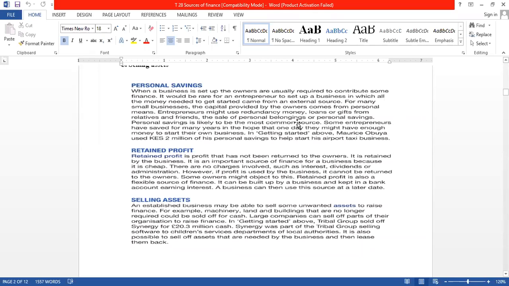Sometimes you can sell your jewelry. Sometimes you can sell your old furniture, whatever. Sometimes you have a house or a land or something. So that is another type of personal savings. Personal savings is likely to be the most common source. Some entrepreneurs have saved for many years in the hope that one day they might have enough money to start their own business.